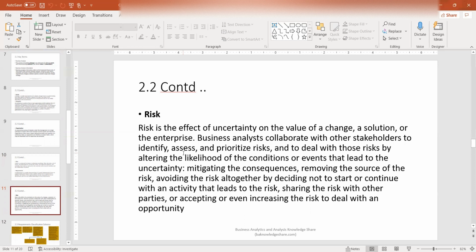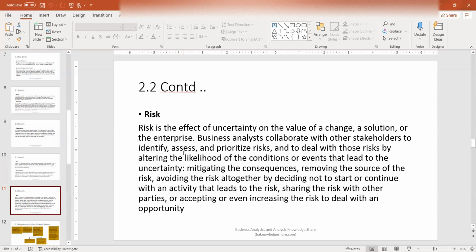Risk is the effect of uncertainty on the value of a change or solution or the enterprise. Business analysts collaborate with other stakeholders to identify, assess, and prioritize risks, and to deal with those risks by altering the likelihood of the conditions or events that lead to the uncertainty, mitigating the consequences, removing the source of the risk, avoiding the risk altogether by deciding not to start or continue with an activity that leads to the risk, sharing the risk with other parties, or accepting or even increasing the risk to deal with an opportunity. So risk is the effect of uncertainty.